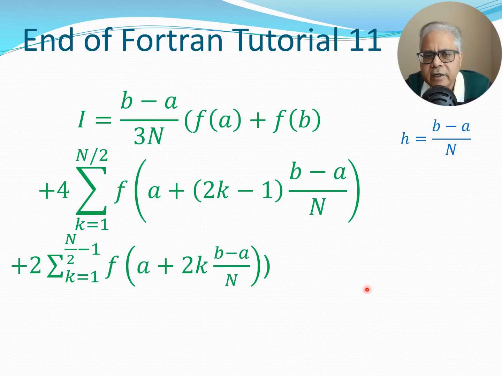So in the last slide, I will just let you know the rule again. So this is something you can keep in your memory, or at least you know the form of this rule. So essentially you have f(a) plus f(b), then you have a summation sign with 4 in front, and then you have the function values which you need to calculate at this point. And then you have one more summation with 2 in front and you need to calculate the function values at this point.